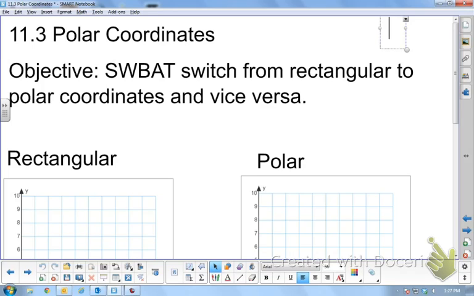What does it mean to graph a polar function? What is a polar coordinate? So we are just going to talk about graphing polar functions, how to switch back and forth between rectangular and polar coordinates and functions. And then tomorrow we'll talk about some of the calculus of polar curves.